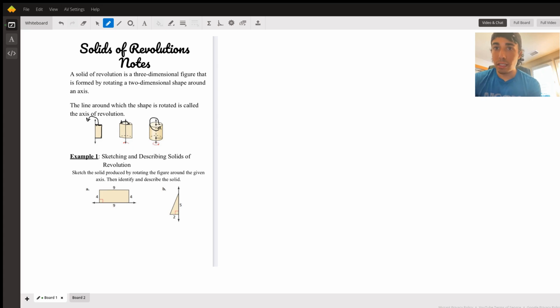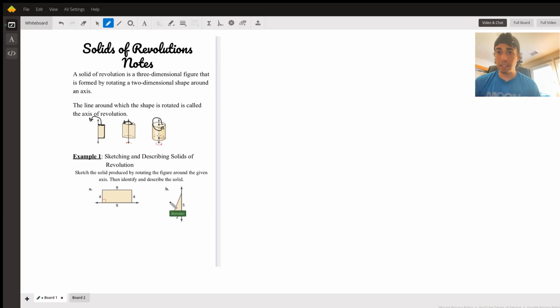All right, so example 1, sketching and describing solids of revolution. It says sketch the solid produced by rotating the figure around the axis. Again, this was just a rectangle. Rectangles are going to make cylinders. There are some things you can just understand here. A rectangle, if you rotate it around, will make a cylinder, or a triangle, if you rotate it around, is going to make a cone.